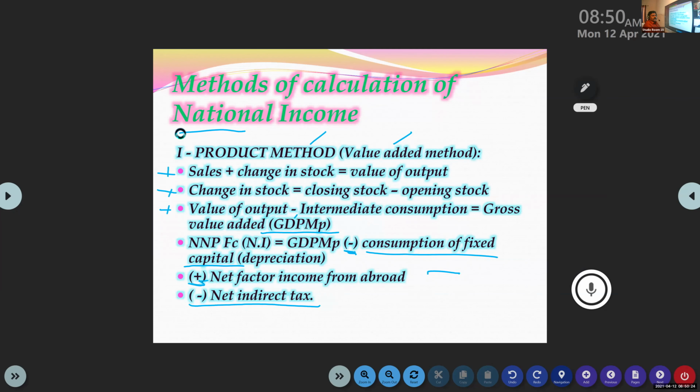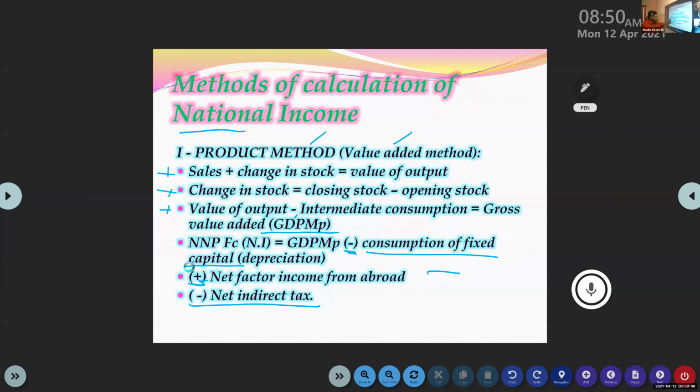What do you mean, net factor income? We know that we Indians have started numerous companies in other countries. Definitely they will receive the factor income. Clear or not? Okay, for their capital investment or entrepreneurship, definitely they will get the money back, their remuneration back. So that also we want to add here.